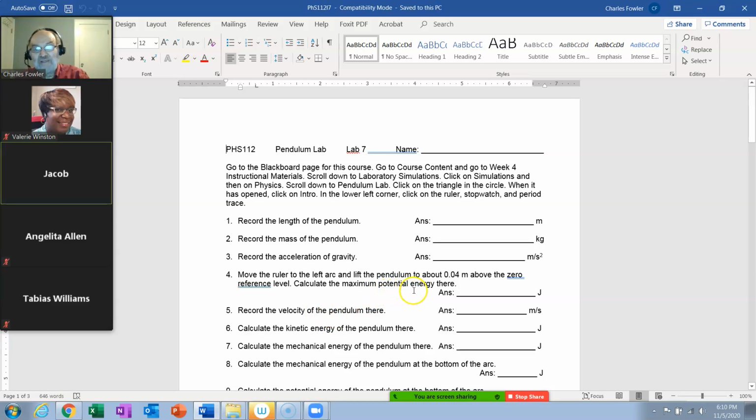Does anyone remember the formula for calculating potential energy? GPE. That was mgh. Here's the m, 1 kilogram. G, right here, 9.8 meters per second squared. And then what was your delta H? That was this 0.04. Okay, everybody get those numbers?